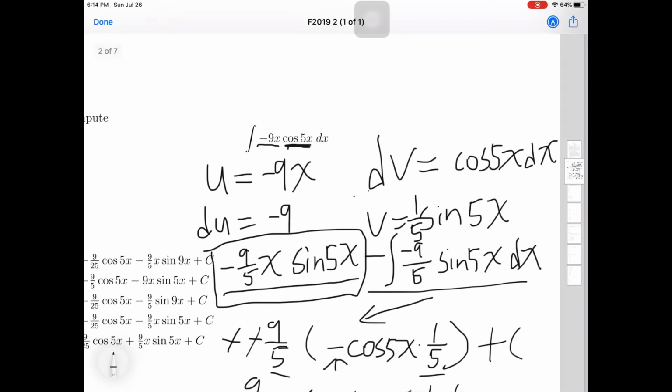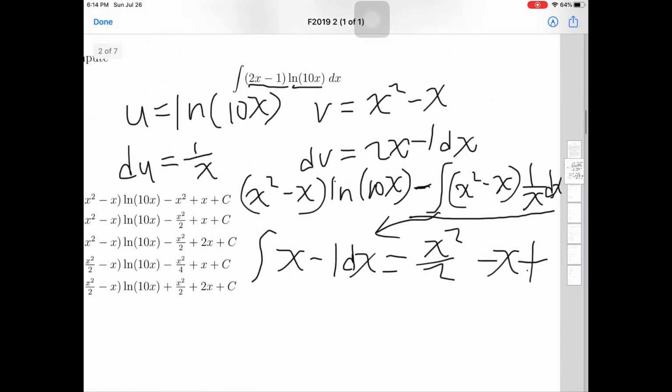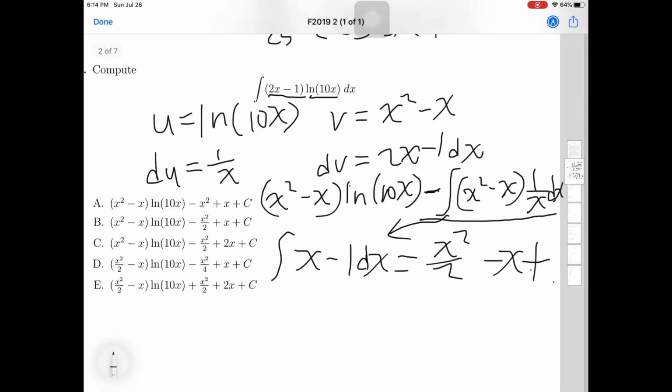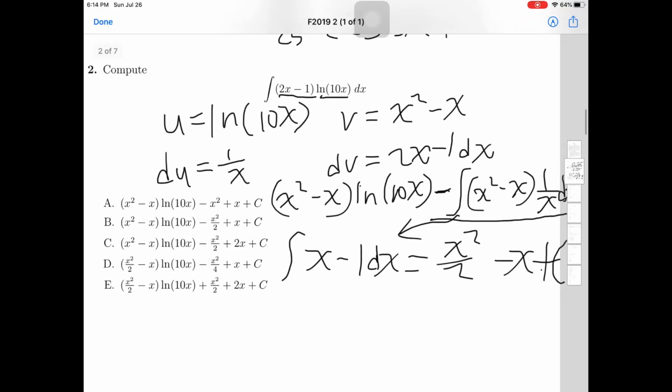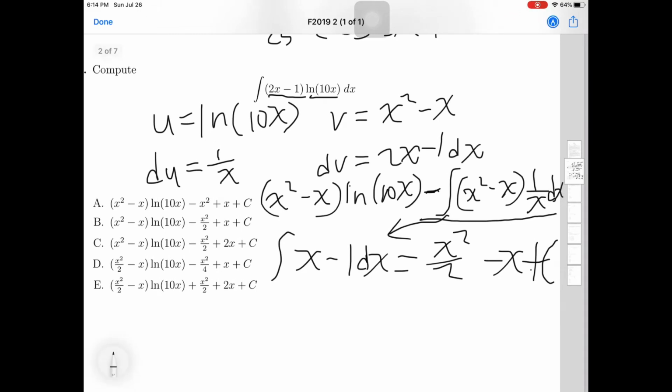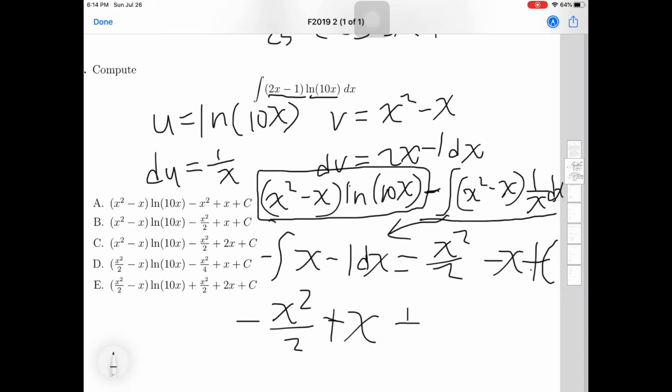Plus c. And we've got to remember that there's a minus sign here. So when we have this as uv in front, then it will be minus x squared over 2 plus x, and plus c. Plus c, doesn't matter what sign it is, it should be just a constant. So we find the answer to be B here.